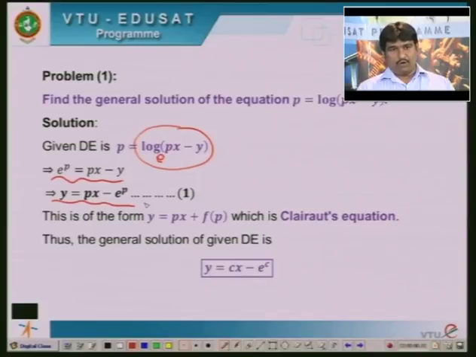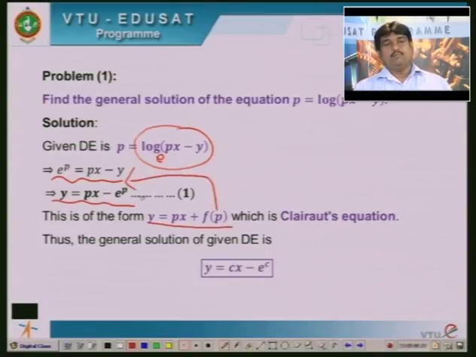So this is of the form y equals px plus f of p, where f of p is minus e to the power of p. So this is a Clairaut's equation. Its general solution is y equals cx minus e to the power of c. That is, just replace p by c.